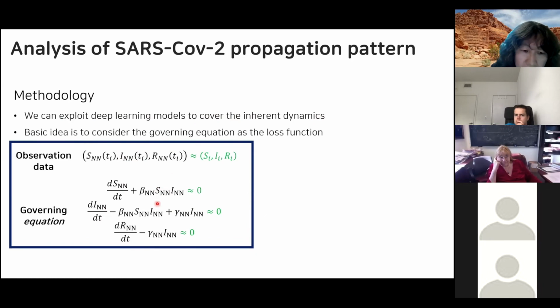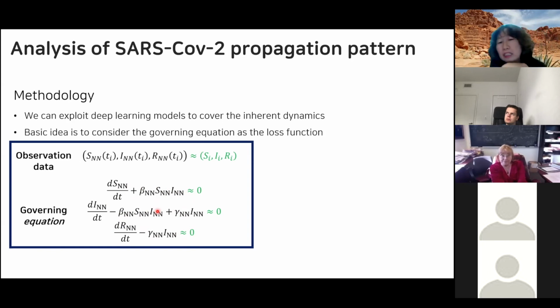The basic idea is to consider these governing equations as the loss function, combining the equation in some way, implanting this governing equation into the neural network architecture.